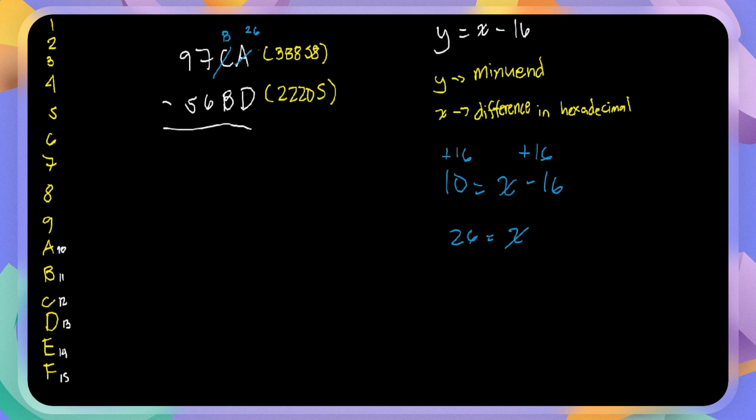I like writing this in just decimal notation because it's easier to follow. 26 minus D is going to be D again because that's just 26 minus 13. So we write D here. B minus B is going to be 0 because 11 minus 11 is 0. 7 minus 6 is going to be 1. And then 9 minus 5 is going to be 4. So the answer is going to be 410D, I'm sorry.